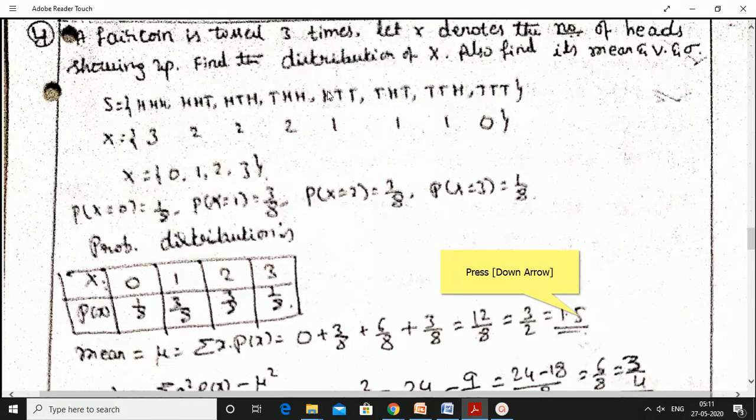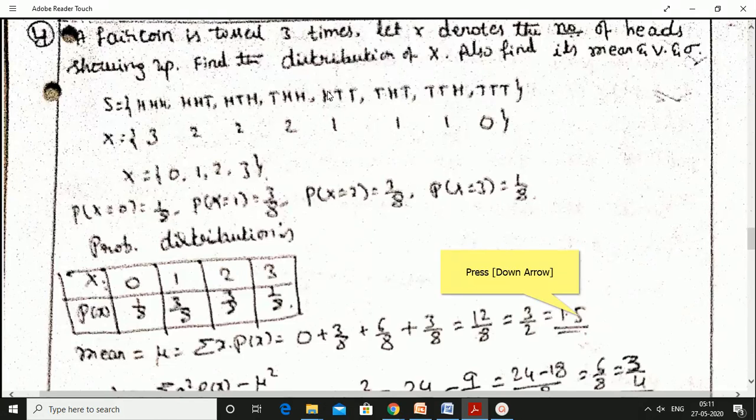Okay. The sample space is HHH, in all the 3 tosses head may turn up; or in the first 2 tosses head, head, next tail, HHT, HTH, THH, HTT, THT, TTH. Once again, x denotes the number of heads turning up.